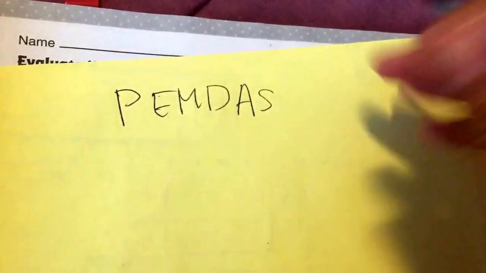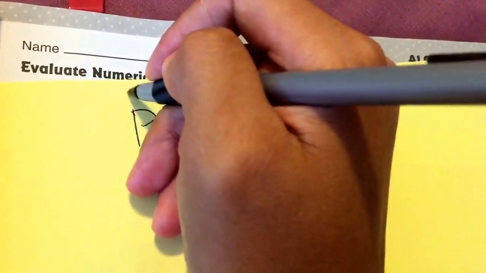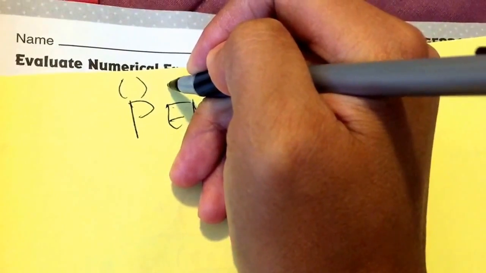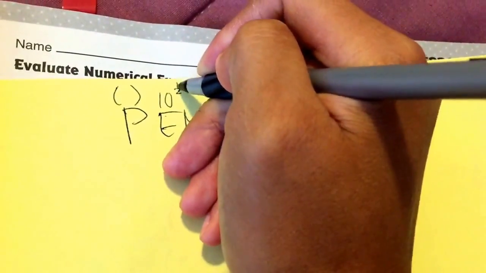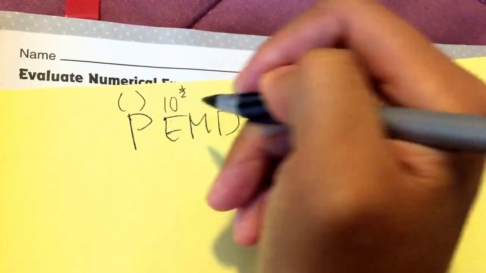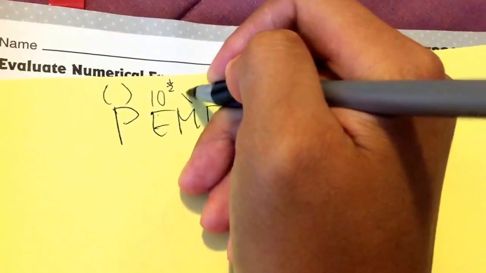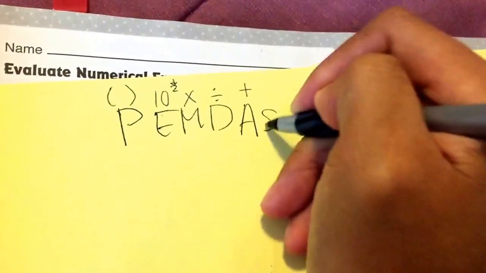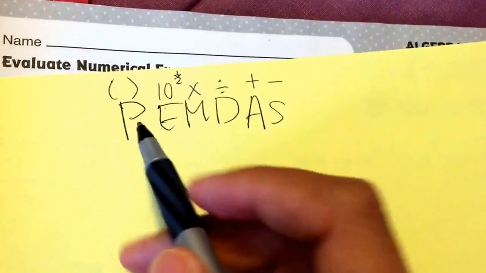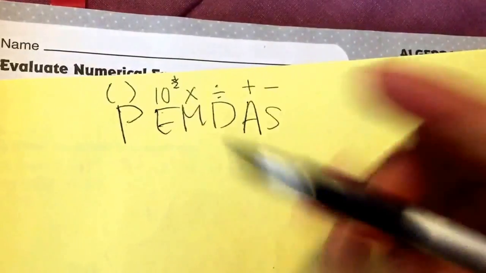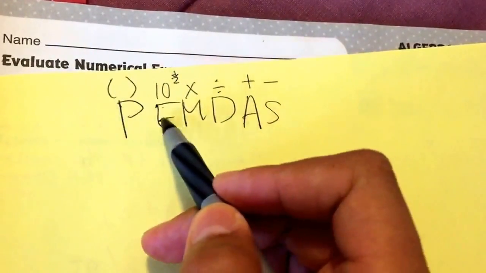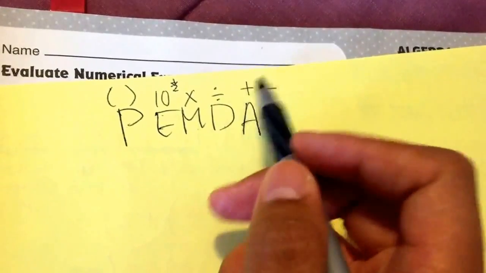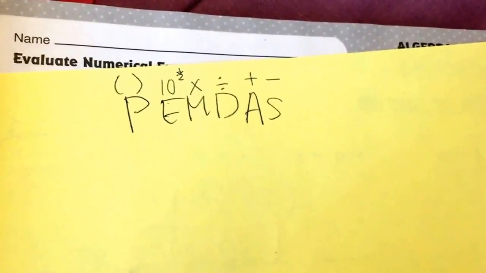Now, PEMDAS is an acronym, and the P stands for the parentheses. The E is the exponent. So, like, let's say we had 10 to the second. It's that small 2 up here, the power of the exponent. M stands for multiplication. D stands for division. A stands for addition. And S stands for subtraction. So first, we have to remember the order of PEMDAS, where P stands for parentheses, E stands for exponent, M stands for multiplication, D stands for division, A stands for addition, and S stands for subtraction.